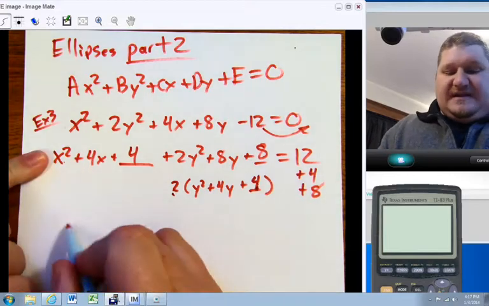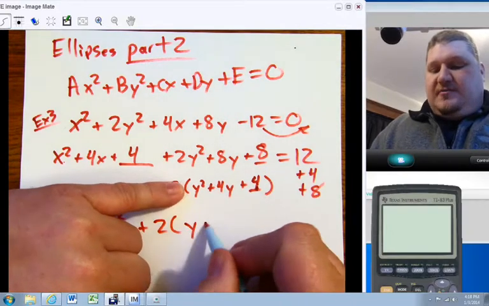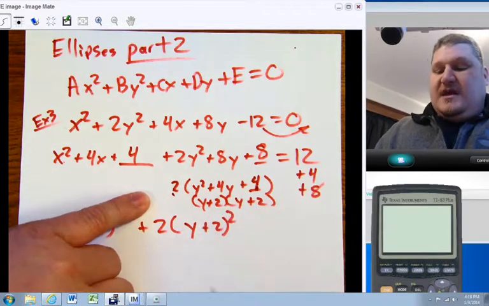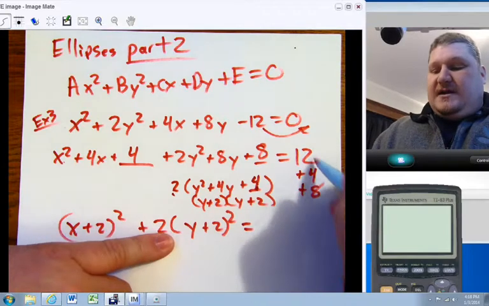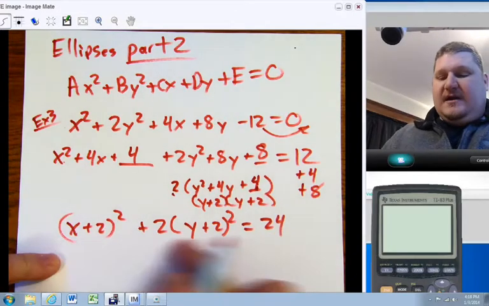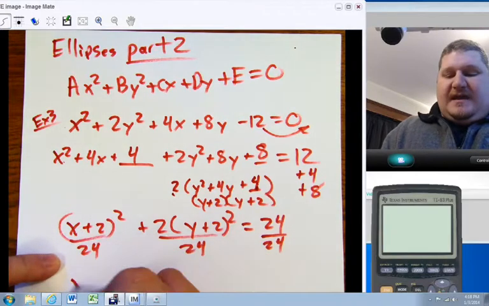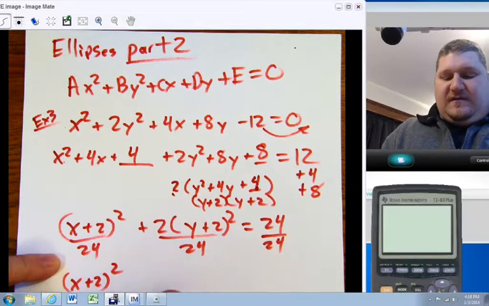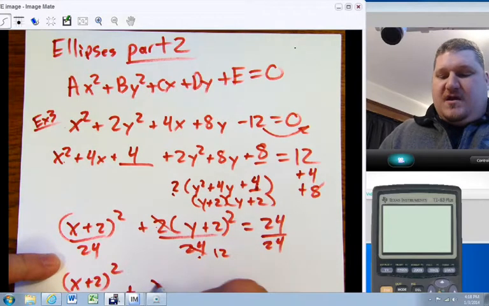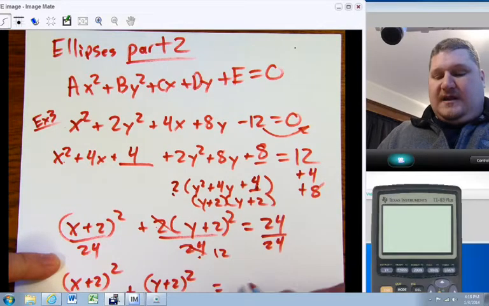In this case, break it down, you get x plus 2 squared plus 2 times y plus 2 squared, because if I factor this, you're going to get y plus 2, and this equals 24. Now, if I take this 24, we're really close to standard form, divide everything by 24, I now get x plus 2, the quantity squared, over the square root of 24 squared, plus now 2 and 24 reduce to make 12, y plus 2, the quantity squared, all over square root of 12 squared equals 1.